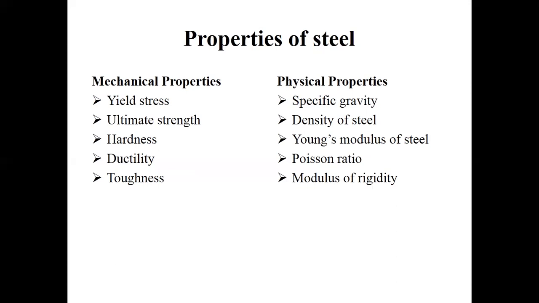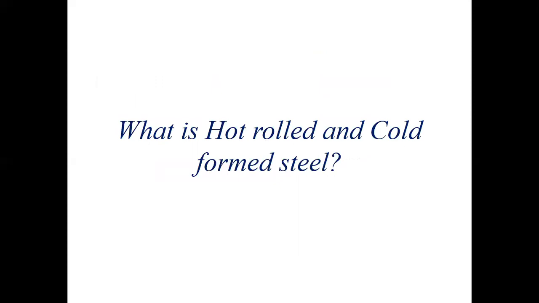Next, the modulus of rigidity. You all know what is meant by modulus of rigidity. The modulus of rigidity of the steel is 0.767 into 10 power 5 megapascal, megapascal or Newton per mm square. Next, there are actually two kinds of steel. Based on the manufacturing process, they split the steel into two types. One is hot rolled and another one is cold formed steel.